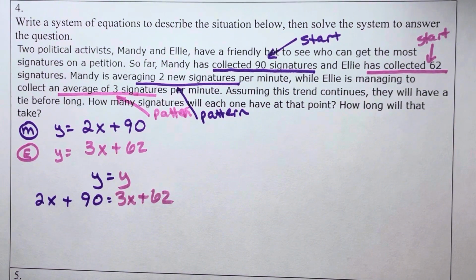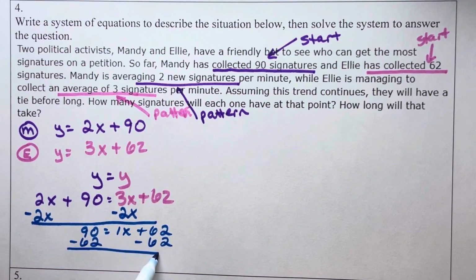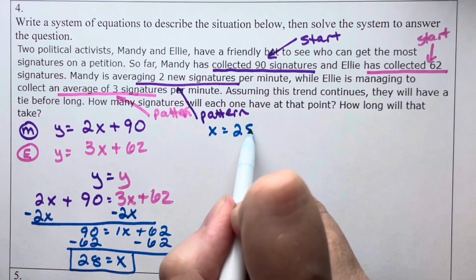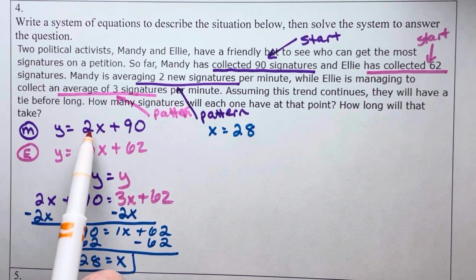Let's go solve for x. I'm going to subtract the smaller quantity of x's across the river. So let's subtract 2x, giving us a result of 90 equals 1x plus 62. After I subtract the 62 on both sides of the river, we find that 90 minus 62 is 28. Okay, so now that we know that x equals 28, I'm going to put that into my top equation.